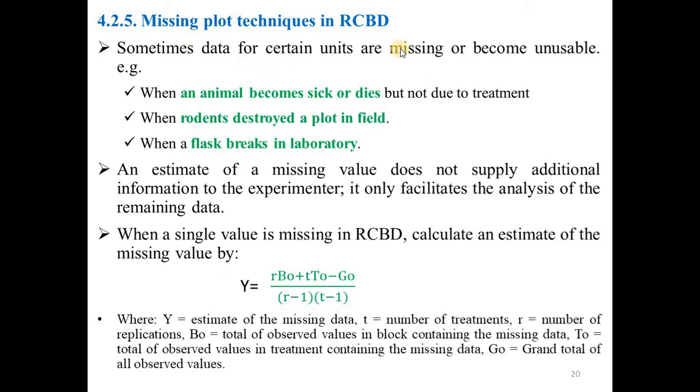Sometimes data for certain units are missing, or some observations become unusable due to several factors. For example, when an animal becomes sick or dies, but not due to the treatment defect, or when rodents destroy a plot in a field experiment, and also in case of CRD, when a flask breaks in the laboratory, we can use the missing plot technique in such cases. An estimate of a missing value does not supply additional information to the experimenter. It only facilitates the analysis of the remaining data.